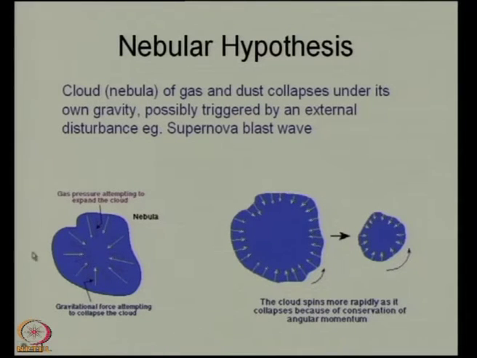Now, it may happen that the gravitational force wins over and this thing collapses, and it is quite possible that there is an external disturbance, for example, a supernova blast wave, which could have disturbed the gas cloud to start with and caused this thing to collapse. So, the picture is there is a gas cloud which is collapsing under its own gravity. This shows you the picture. This is the gas cloud and it collapses under its own gravity.